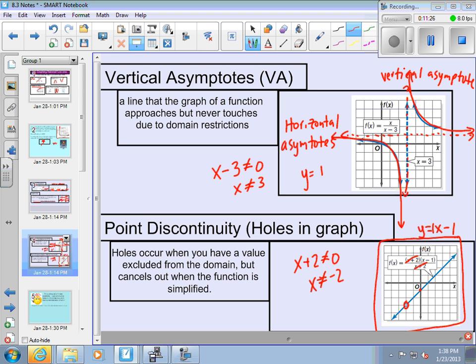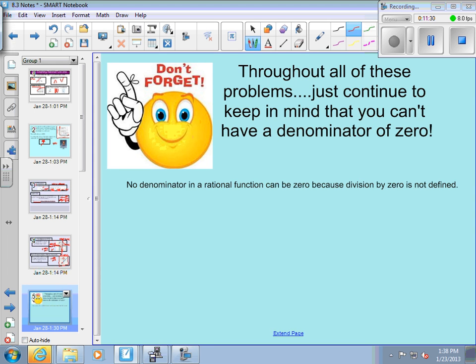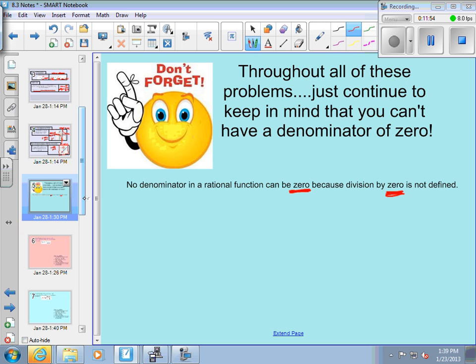It's not there. The big thing to remember when you're doing any type of problems like this, you always want to keep in mind that you can't have a denominator of 0. So no denominator in a rational function can be 0 because division by 0 is not defined. So division by 0, not a good thing. That's what's going to produce those points of discontinuity.